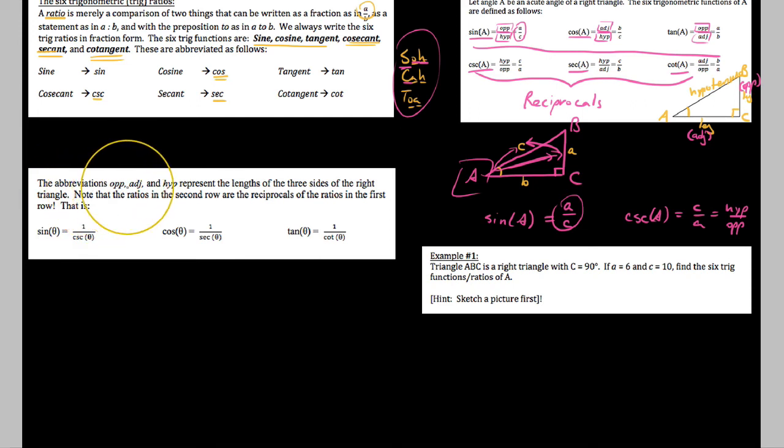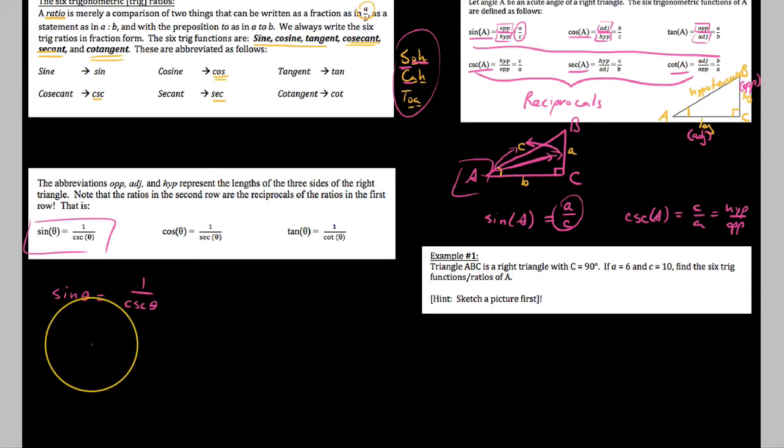Okay, so really quickly here, I want to point something out. We say the abbreviations OPP, ADJ, and HYP represent the lengths of the three sides of the right triangle. We say note that the ratios in the second row are the reciprocals of the ratios in the first row. So like what we just said here, these are just reciprocals. This is the formal definition of that. It essentially says that sine is the reciprocal of cosecant, and cosecant is the reciprocal of sine.